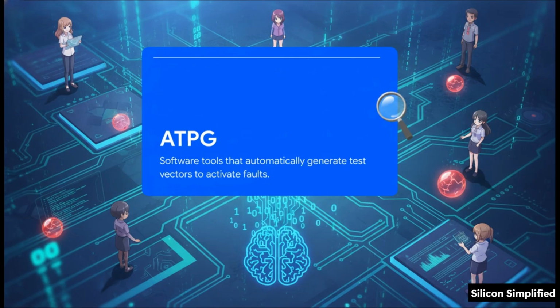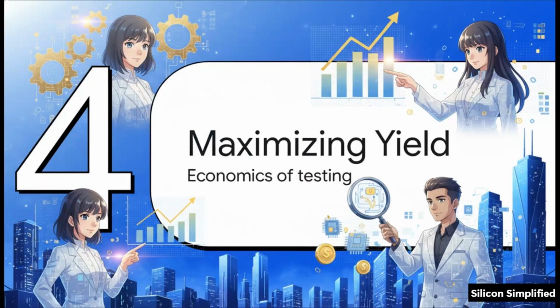These advanced tools automatically generate the exact test vectors, meaning the specific sequences of ones and zeros needed to activate and hunt down very specific microscopic defects. We're talking about finding a single transistor permanently stuck at zero, or a signal that's failing to transition fast enough. ATPG ensures the testing is mathematically optimized to find the absolute maximum number of faults in the absolute minimum amount of time.